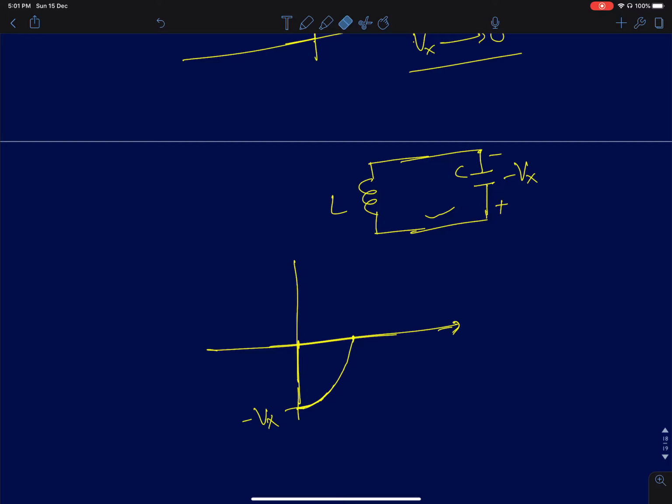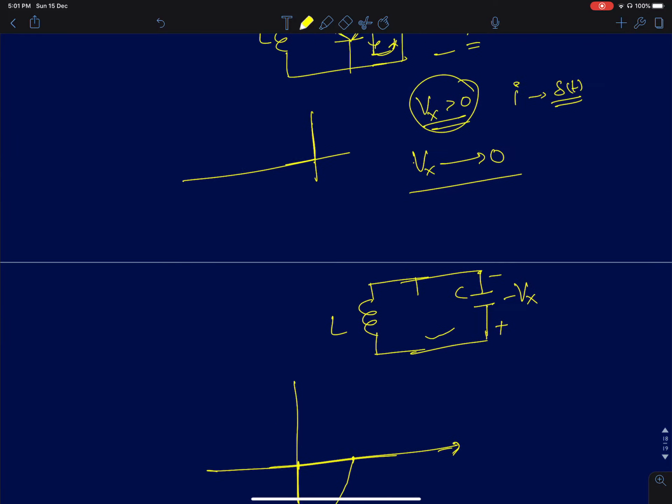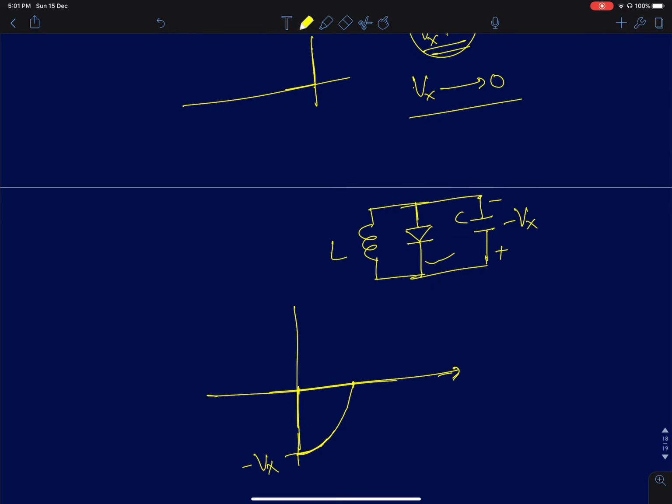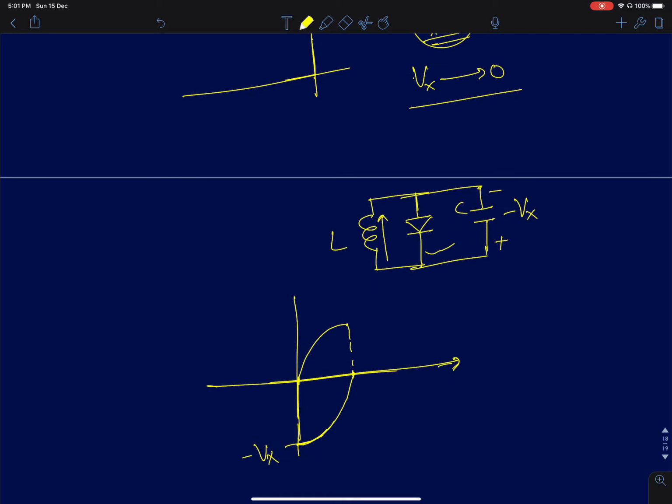Now I haven't shown the diode here. There is still a diode connected in this direction. At this point, the inductor is carrying all the current in this direction. The current in the inductor has reached a peak value. After this point, the inductor will try to charge the capacitor, because all that energy is now stored in the inductor as current. The inductor will try to charge the capacitor to a voltage slightly greater than 0. The instant that happens, the diode will conduct, and it will take away all the current.